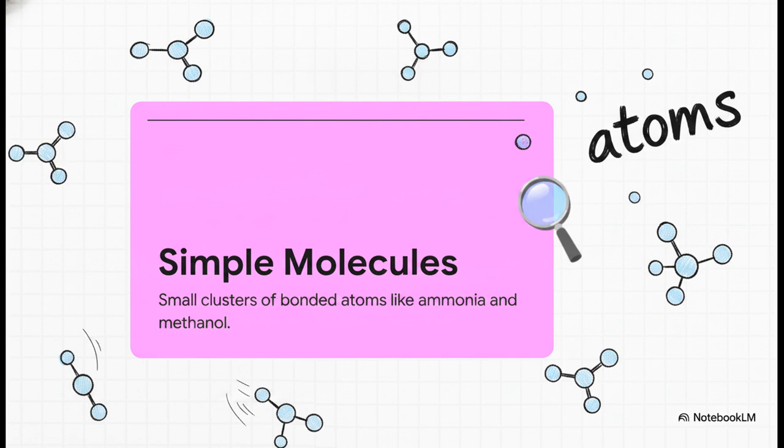Down at this microscopic scale, atoms form simple molecules. You can think of these as small, discrete little clusters of atoms bonded together. Some great examples are things like ammonia or methanol. They're just a few atoms linked up, moving around as a single unit, whether they're vibrating in a solid, flowing in a liquid, or bouncing off each other in a gas.